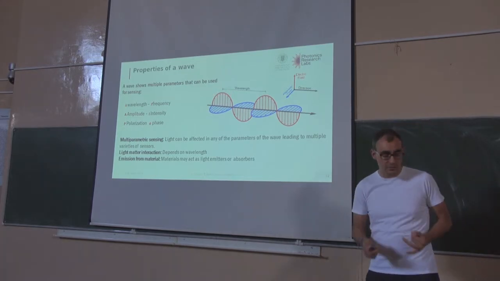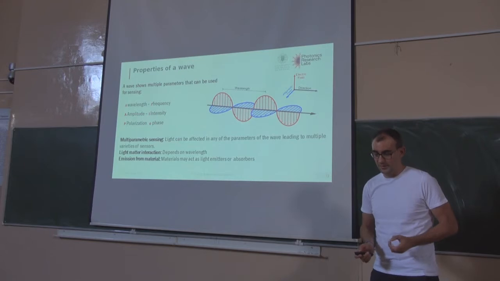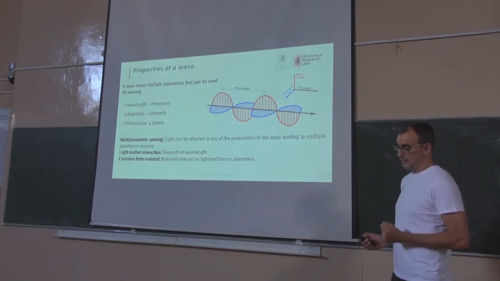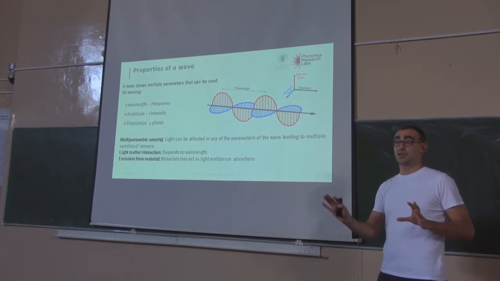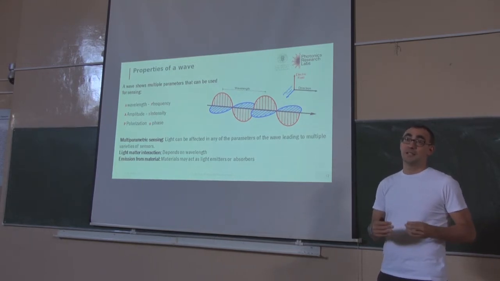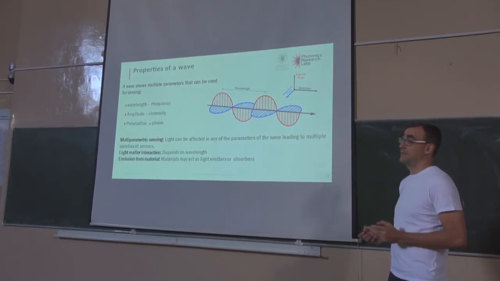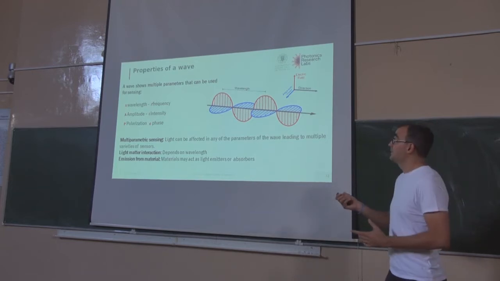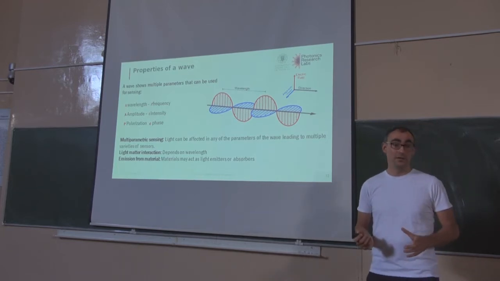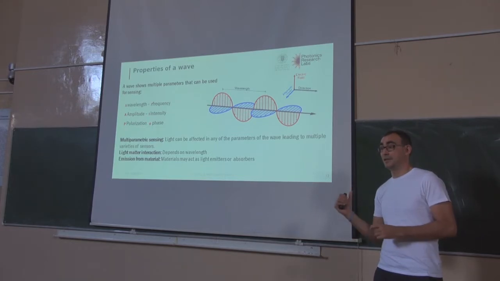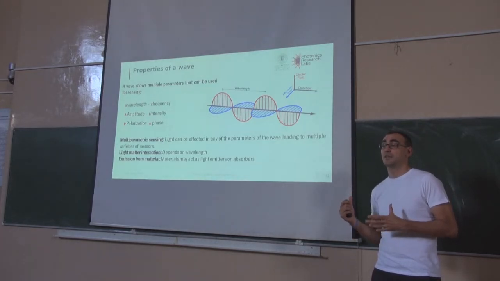So all these magnitudes can be used for sensing. It is interesting to know that in most of the sensors, the most sensitive measurements are attained by interferometry, and that means the phase of the light. We've seen in the previous talks how the phase is important.